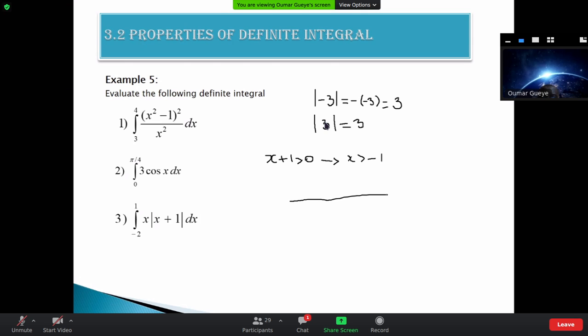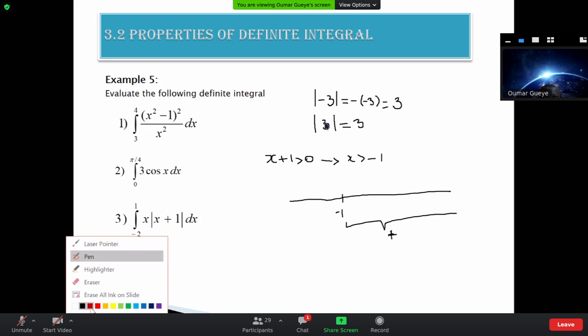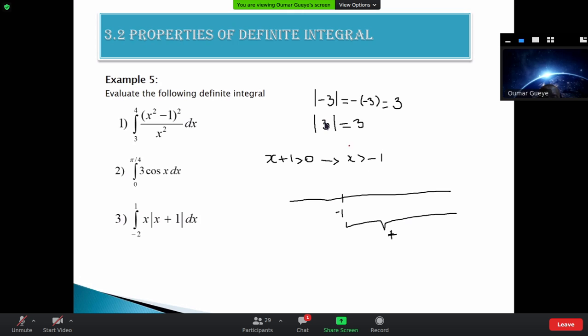And it means if you have -1 here, x plus 1 is going to be positive on this side. That's what we have here: when x is greater than -1, x plus 1 is positive. But if this condition is unsatisfied, it's going to be negative. So when x is less than -1, x plus 1 is going to be negative here.